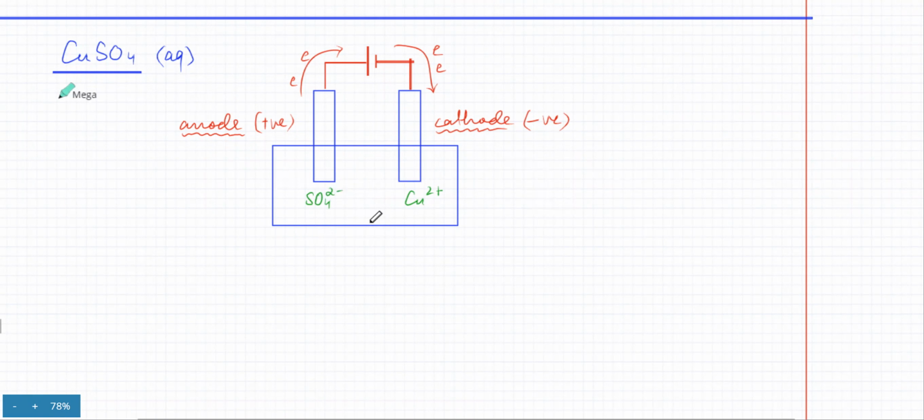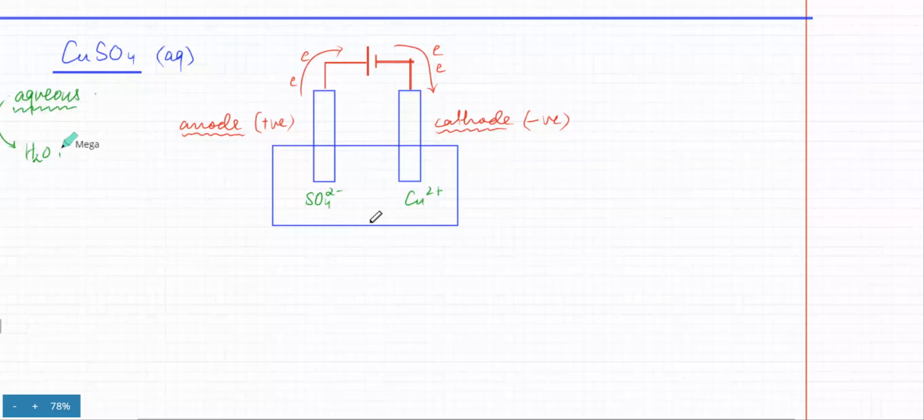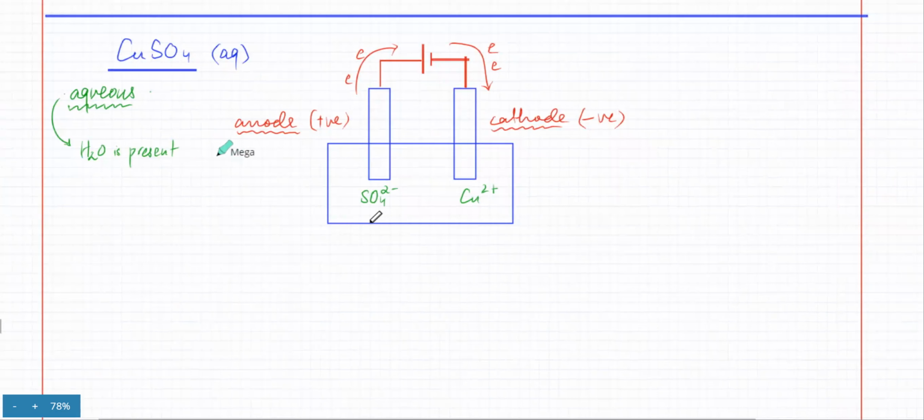But remember, when a substance is aqueous, aqueous state means that water is present. H2O is present. And the difference between O levels and A levels is that in O levels you studied that water molecules ionize to produce two ions: one is H+, the other one is OH- ions.